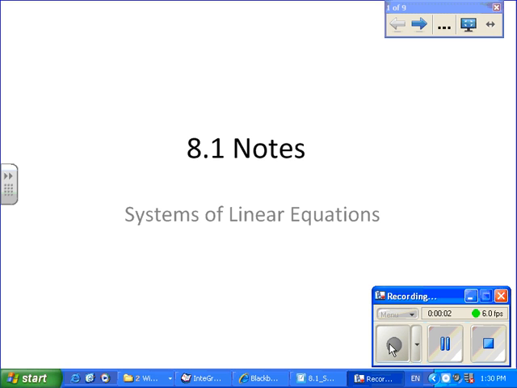Hi everyone, welcome to our 8.1 online lesson. We're looking today at graphing systems. So a system is two lines graphed on the same graph, and we're going to be looking at how to solve a system or how to look for the point of intersection. So we're in our 8.1 notes and we are going to go ahead and get started.